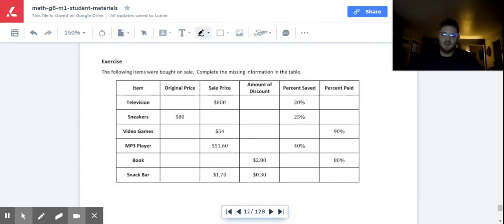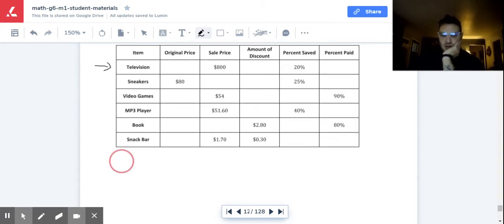All right, moving on. Now this is kind of that problem, but there's like 1, 2, 3, 4, 5, 6 of those problems. We're going to do 3 of them right now. So we'll do one of each kind. So we'll start with the television. We're going to do this one in black.